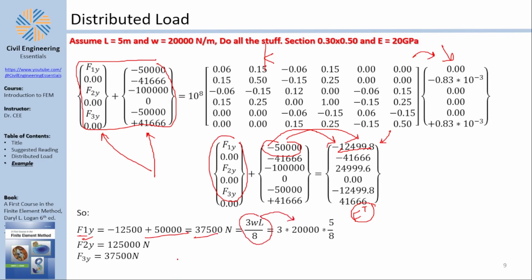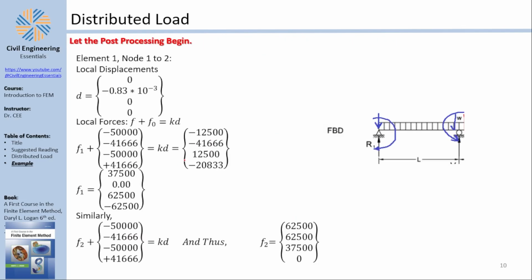That's perfect. For F2Y, similar things apply, and you can see me do the same thing here. And for F3Y, that's kind of amazing. Now let the post-processing begin. This is where the fun starts. So now I want to post-process each element on its own. So I'm going to talk about element number 1 and then quickly skim over element number 2.